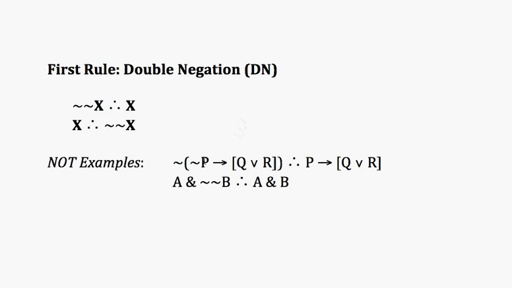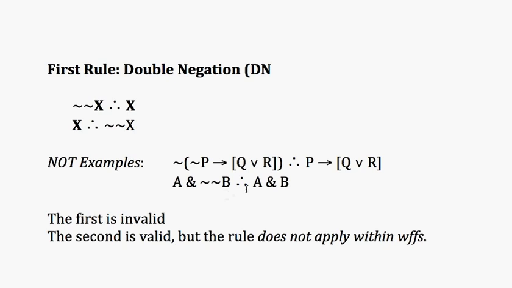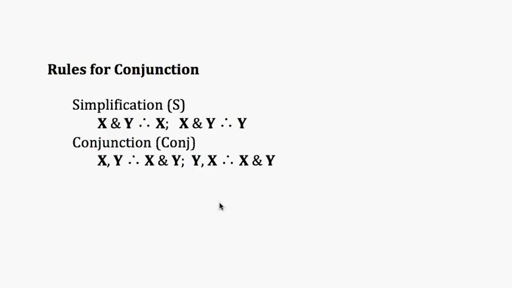These are not examples. The problem here is that this woof is not double negated. It's the negation of a conditional. We have a bracket between these two tildes, and so this is not an example of DN at all. This is an example of the point about not applying rules inside woofs. From A and not B, it follows that A and B. That's actually correct, but it doesn't follow simply by the rule double negation. Double negation applies at the level of whole woofs. We don't apply it inside. So the first is simply invalid, as it turns out. The second is valid, but not an example of the rule.